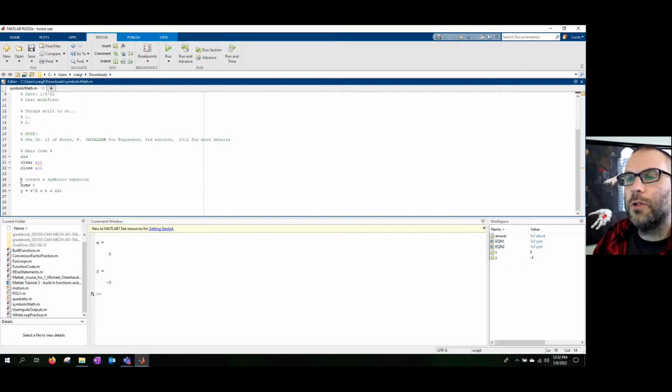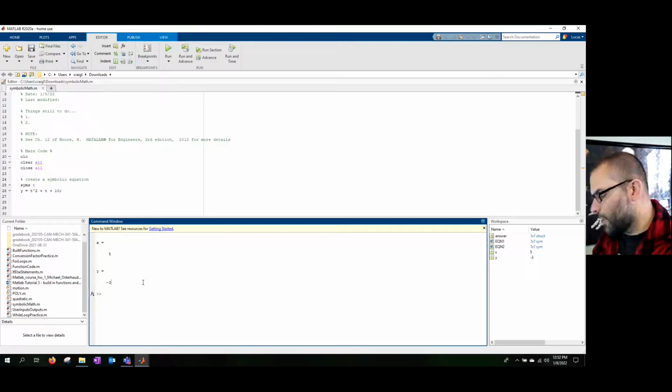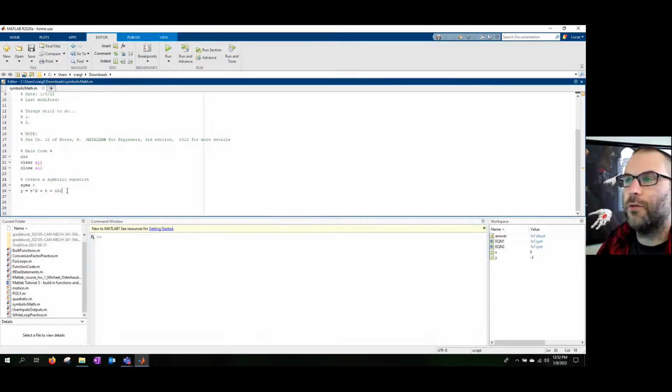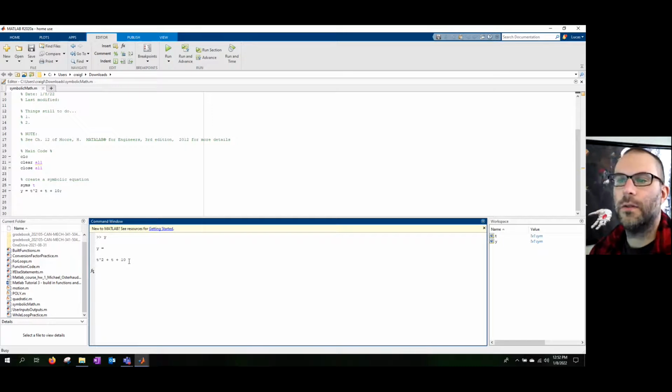All right, so the way we're going to do this is first we're going to make a variable or make an equation. And so what you're going to do is you're going to type syms space t, so S-Y-M-S-T. Then you're going to make an equation, so y equals t squared plus t plus 10. Okay, so with this equation that I have right here, if I run it and I look at y, it is now in a symbolic form, okay?